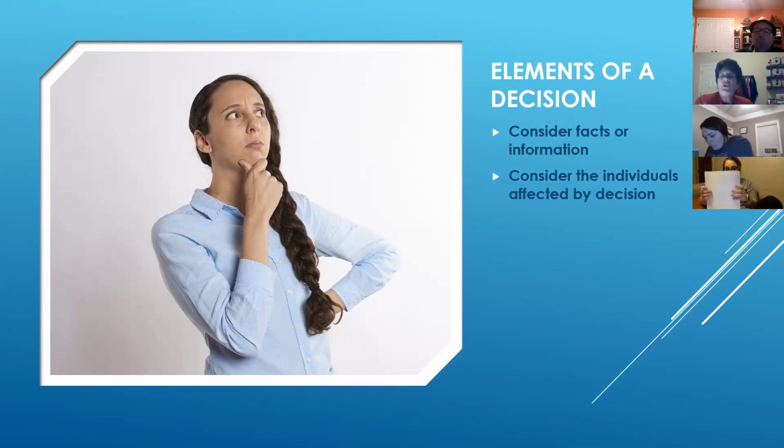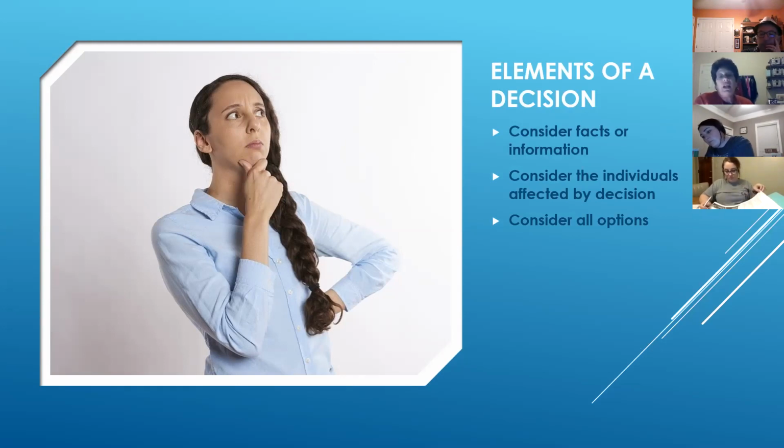Consider all individuals affected by the decision. And again, taking time to stop and think, well, wait a minute, my transportation supervisor knows all and designs all the bus routes, so he knows what's going on here. And what about the parents? How inconvenient is that going to be to the parents?